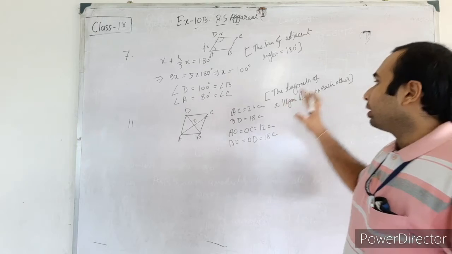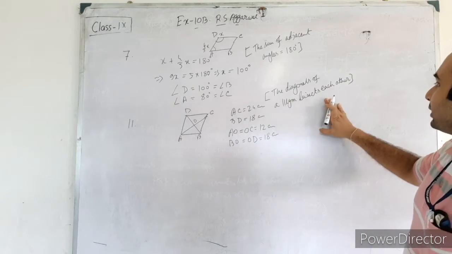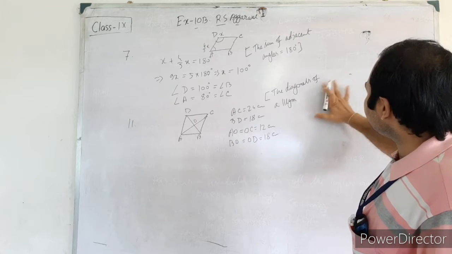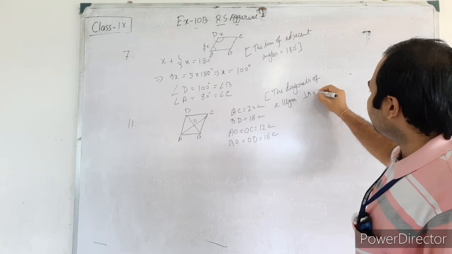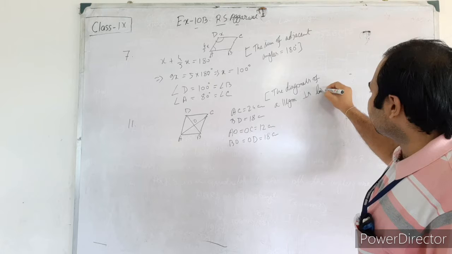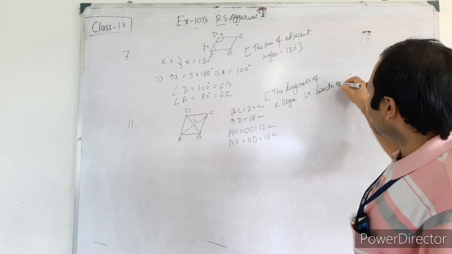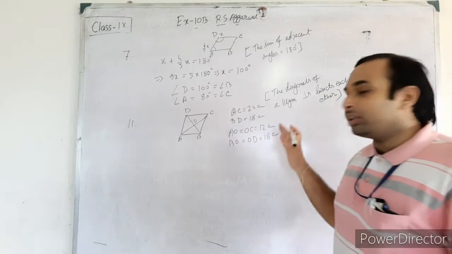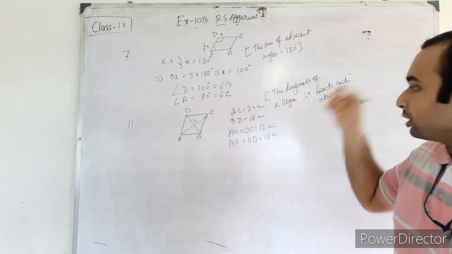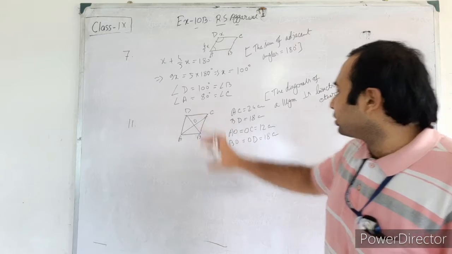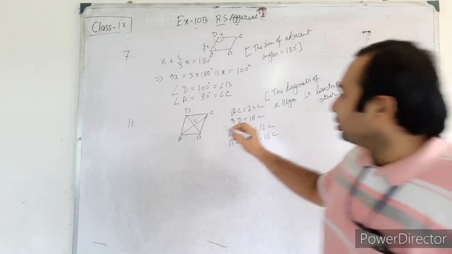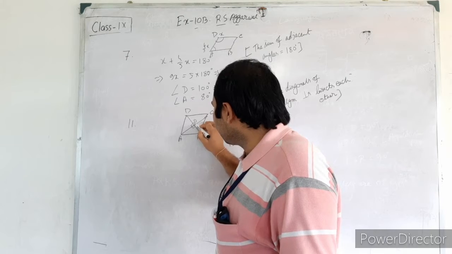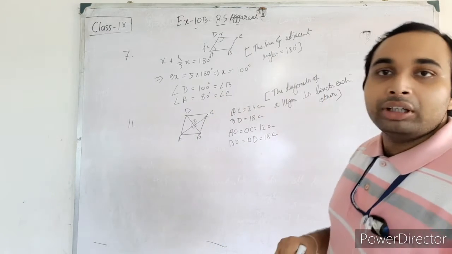Next, the diagonals not only bisect each other, they perpendicularly bisect each other. So for bisection we get these halves, and also all of those angles are 90 degrees.